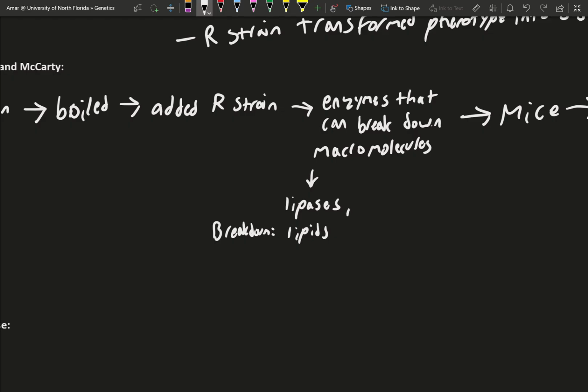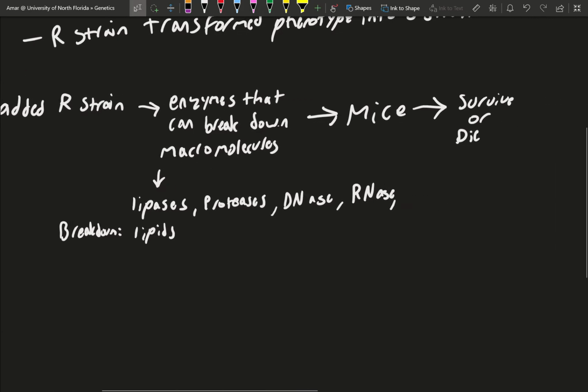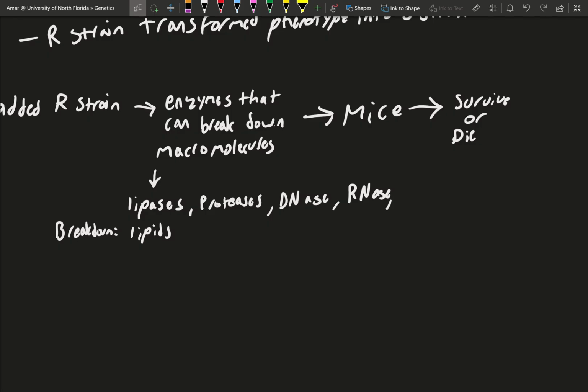They've added lipases, proteases, DNases, RNases, and essentially these are the ones that they've added. But basically the lipases break down lipids, the proteases break down proteins, DNases break down DNA. And then you have the RNases, which break down RNA.